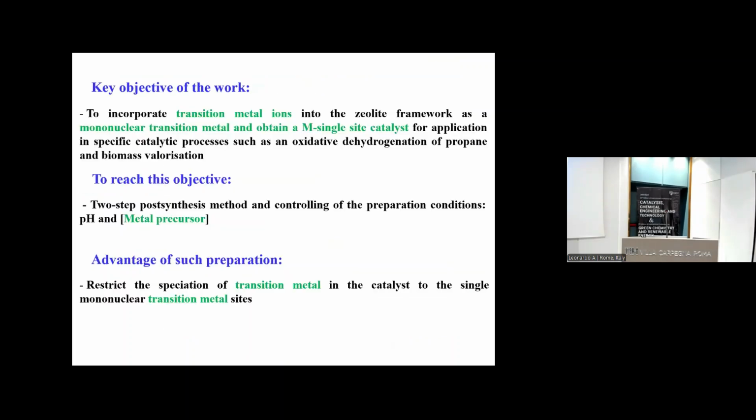The objective of this work is to incorporate the metal ion in the proper position as an isolated single-site material. To reach this objective, a two-step post-synthesis method and control of the preparation conditions, including the metal precursor concentration, is very important. The advantage of such operation is to restrict oxidation of the transition metal in the zeolite framework structure.